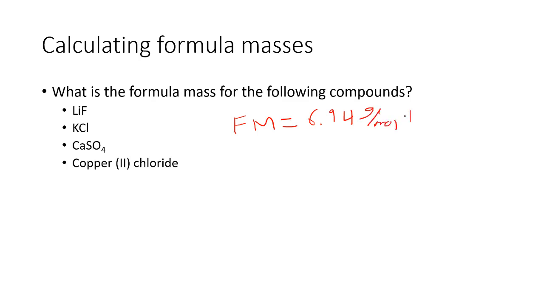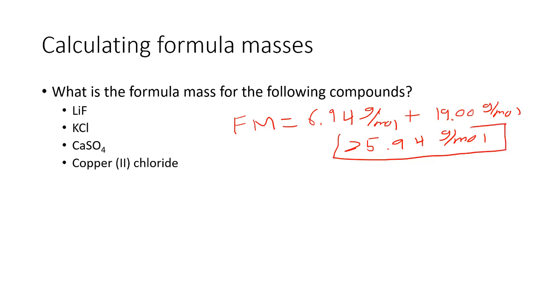And then fluorine has a molar mass of 19 grams per mole. When we add these together, we're going to get that it has a molar mass of 25.94 grams per mole. So that means for every 1 mole of lithium fluoride, you have 25.94 grams, which you're now going to be able to use as a conversion factor to get between grams and moles, or moles and grams, which we'll be doing quite regularly throughout the rest of the semester.